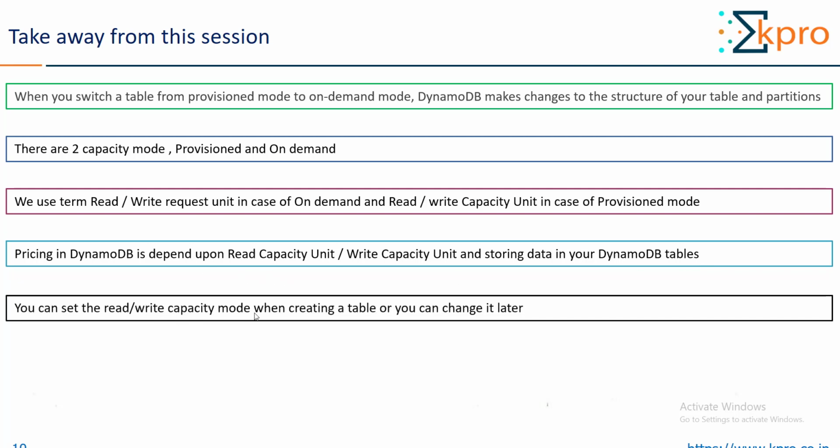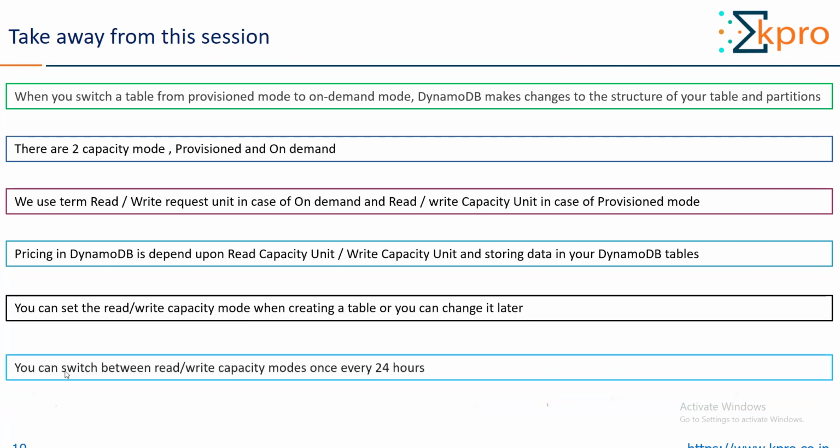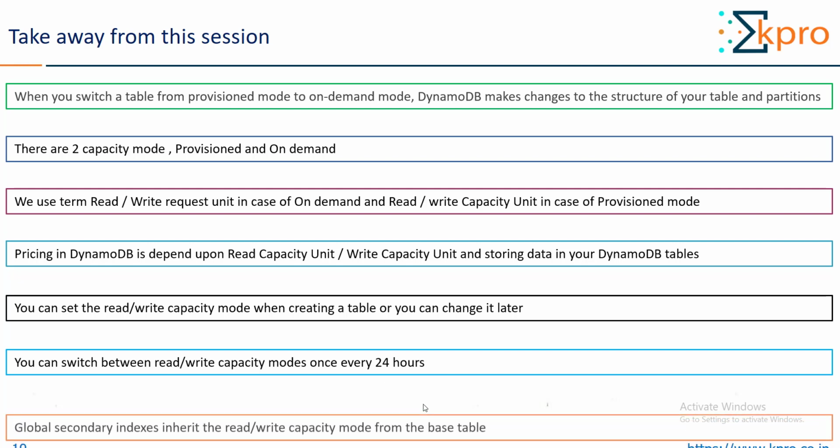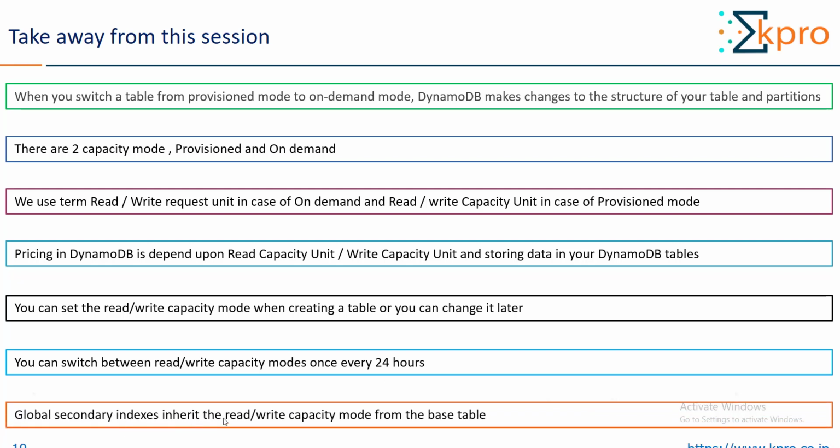You can set the read write capacity mode when creating a table, or you can change it later on. You can switch between read write capacity modes once in 24 hours, and global secondary indexes inherit the read write capacity mode from the base table.